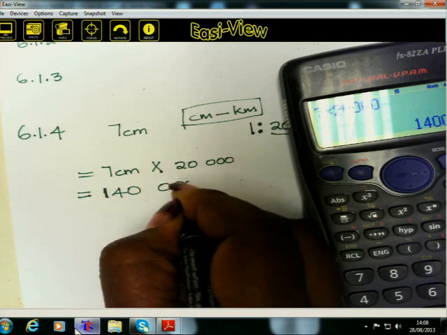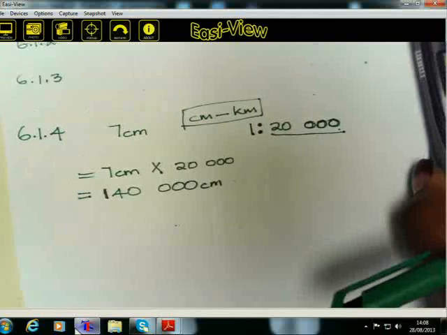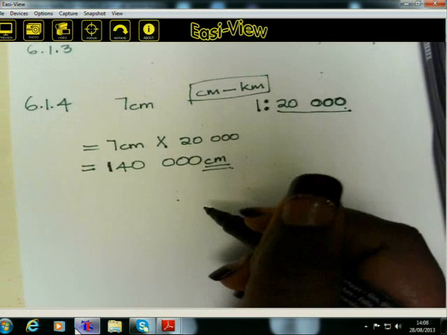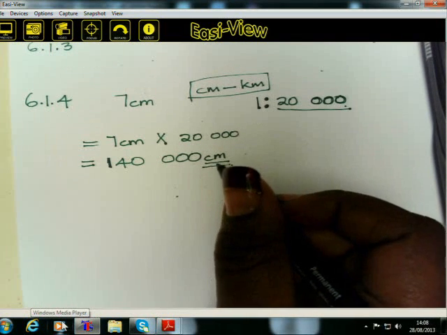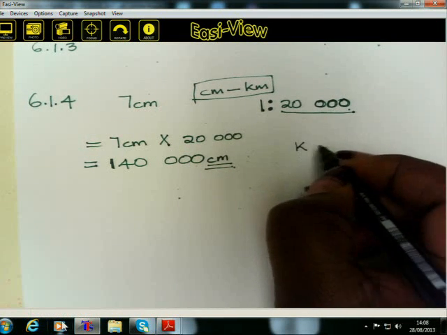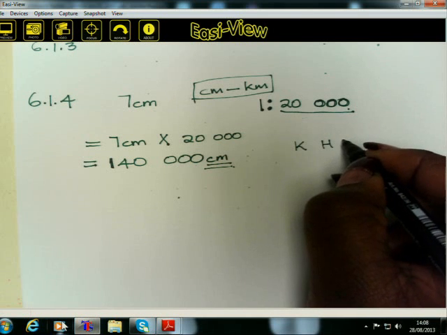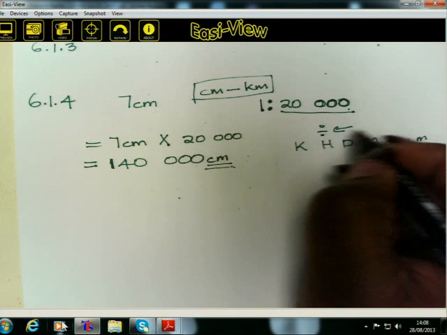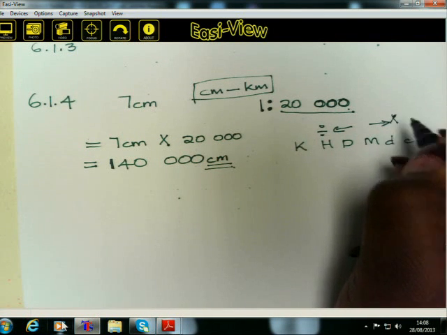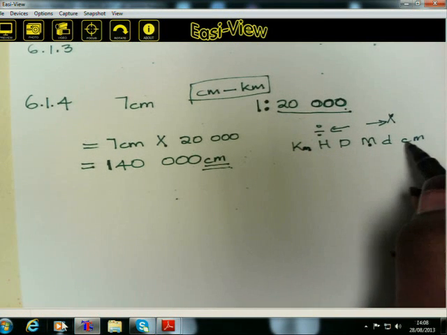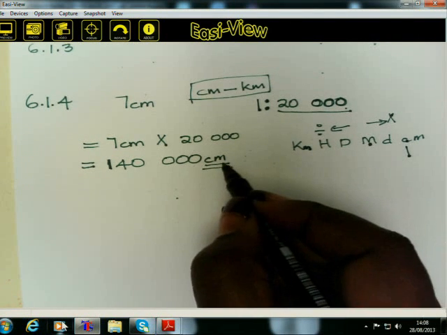But what is this 140,000 centimeters? It is the actual distance on the ground, but our answer is in centimeters. And the instruction said we need to calculate the actual distance in kilometers. I don't know if you still remember, earlier on I introduced you to the Gr.12 mnemonic: King Henry died a miserable death called measles. This K representing kilometers, the M representing meters, and the C representing centimeters. And that is actually where we are right now, because our answer is in centimeters.